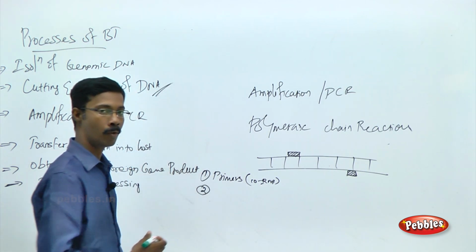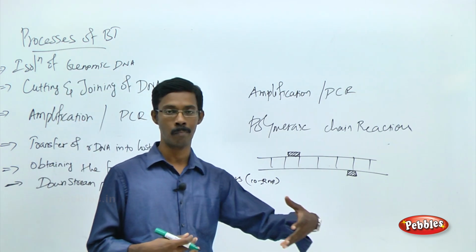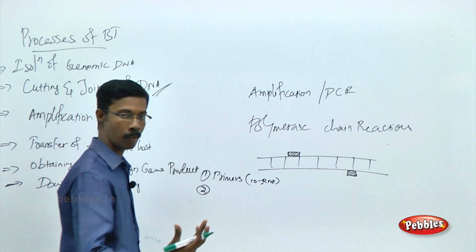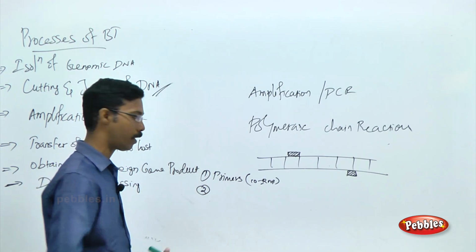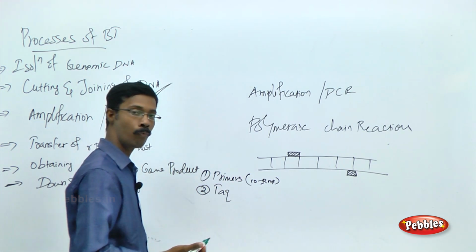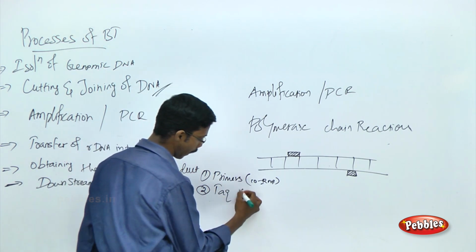Over here, the PCR reaction involves some high temperature. So you need thermostable enzymes, enzymes which are stable at high temperature. So we isolate the enzyme from thermophilic bacteria, that is the enzyme Taq polymerase.